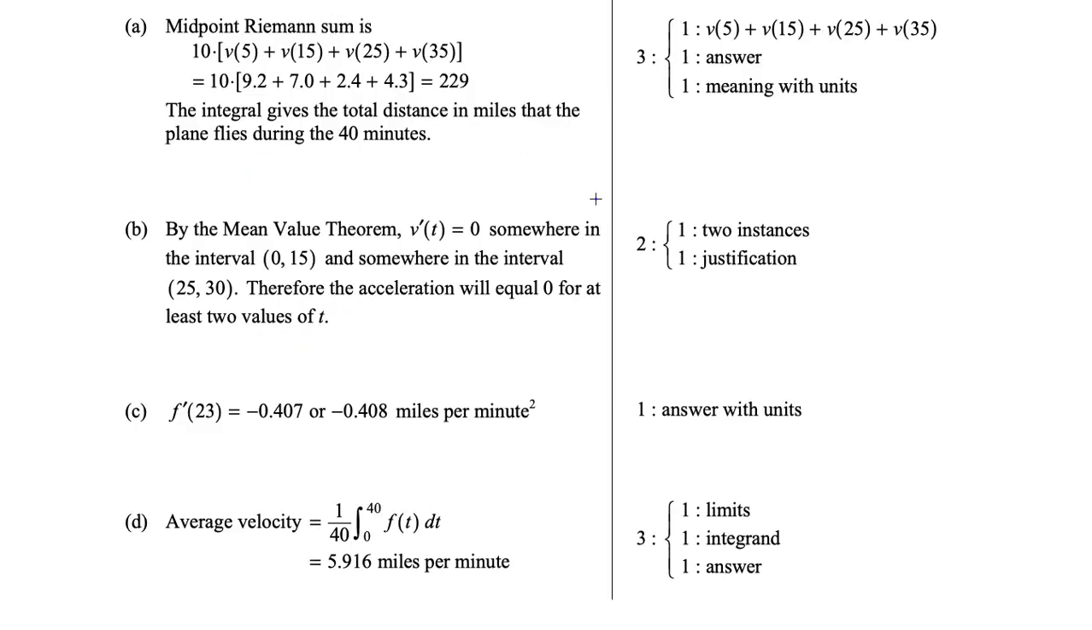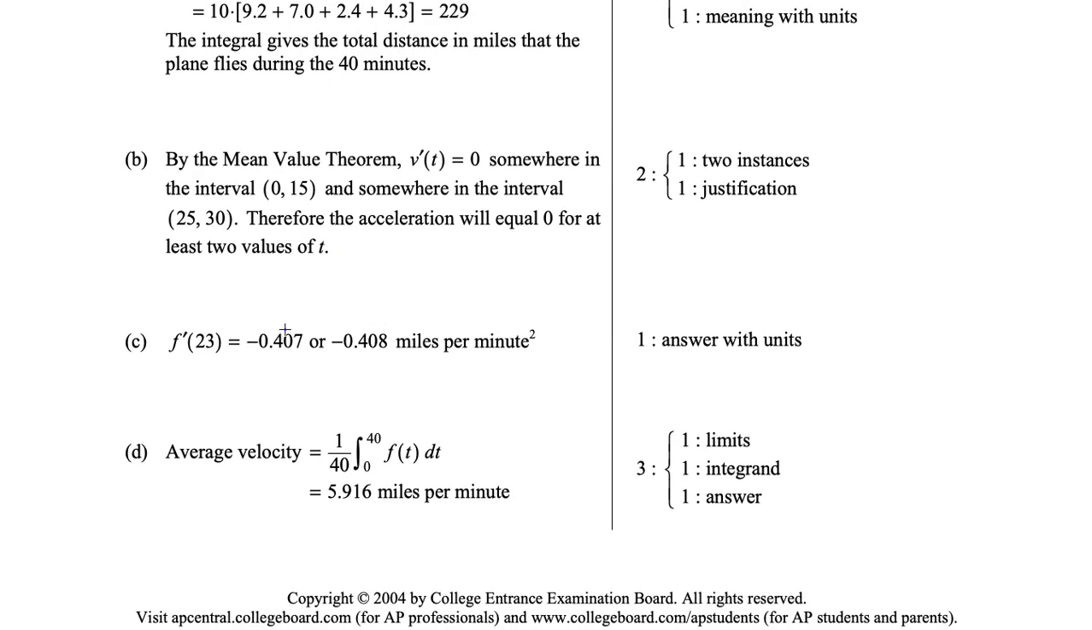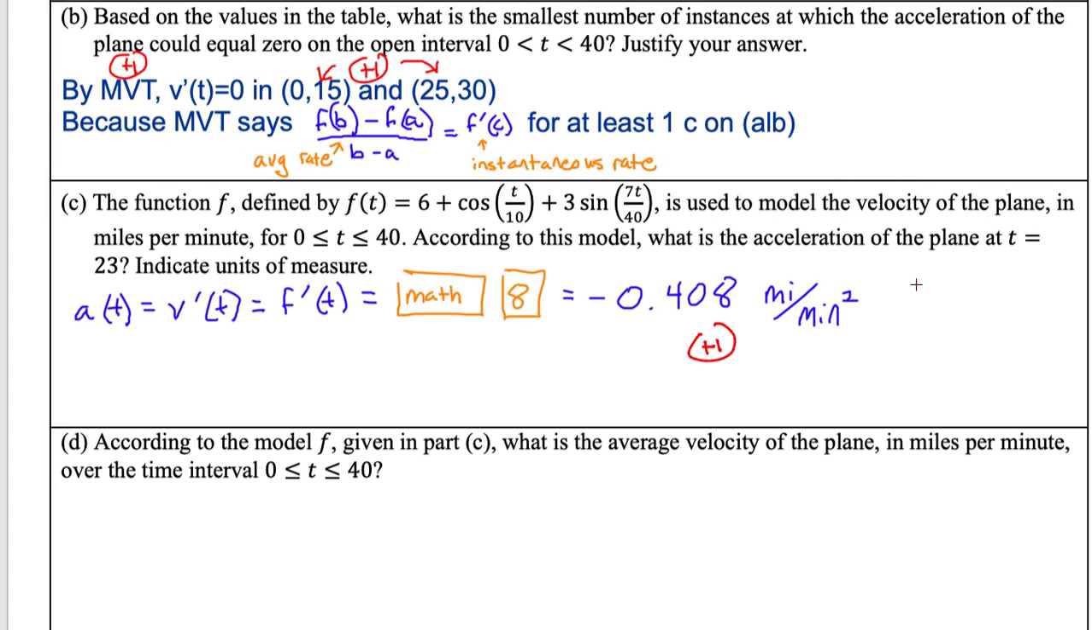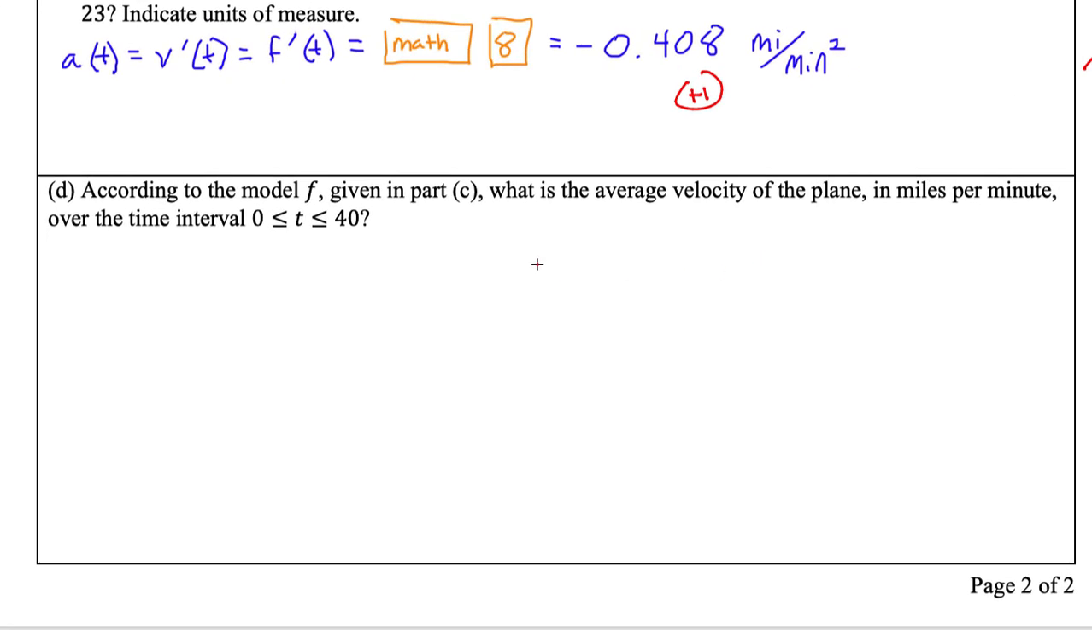Let's score part C now. Oh, there it is. f prime of 23 is blah, answer with units. Answer with units. Perfect, so that's going to be plus 1 point because we got the answer and we got the units. And then finally, part D, our last self-check question.